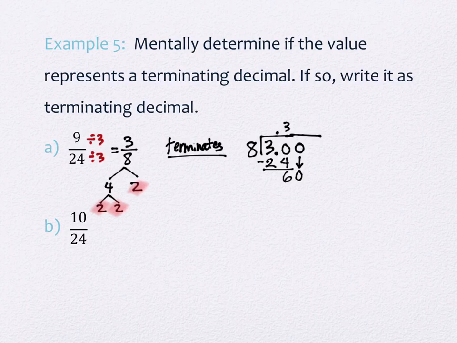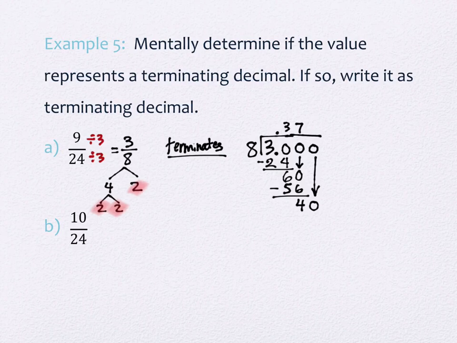How many times will 8 go into 60? 7 times. 7 goes above my 0. 7 times 8 is 56. And I subtract and I get 4. Still have a remainder. So I put another 0. Bring another 0 down. 40.